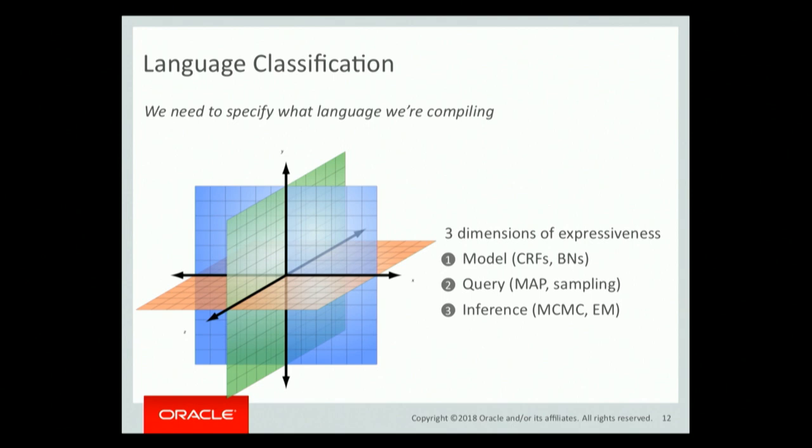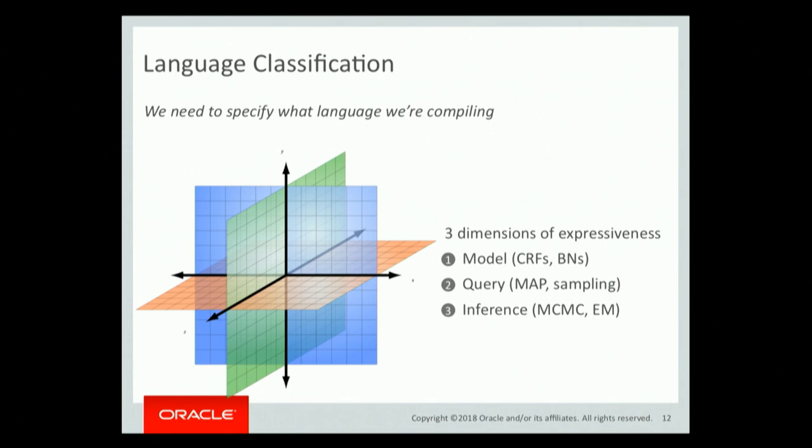I like to think in terms of language classification, and I feel like it's convenient to think that when it comes to probabilistic programming languages, there are three dimensions of expressiveness. One of them is what exactly is the language for the models? And so far in these 2 days, we've talked a lot about Turing-complete languages to express the models, but there are other choices that are more domain-specific, like conditional random fields, which you have in Factorie, or Bayesian networks like we had in BUGS.